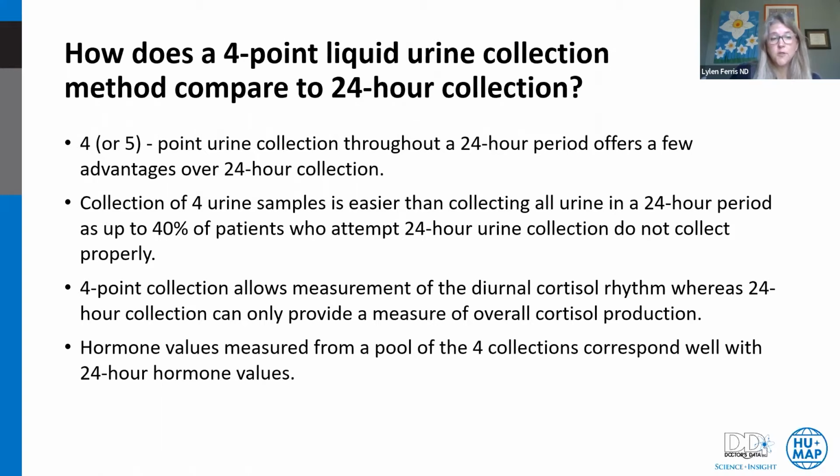4-point collection also allows us to measure the diurnal cortisol rhythm, where a 24-hour collection can only provide a measure of the overall cortisol secretion over the course of the day. And then what we do is create a 5th pooled tube to test hormone levels. So we get an average that corresponds very well to 24-hour hormone values.